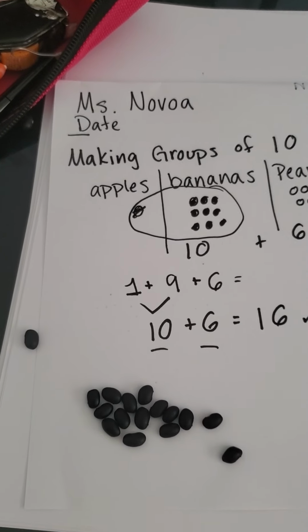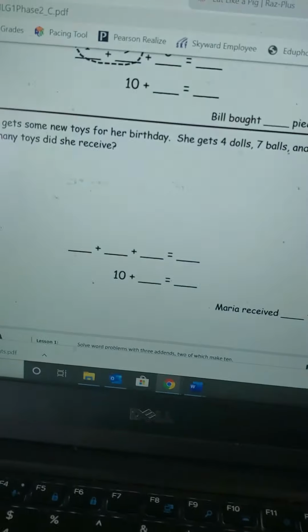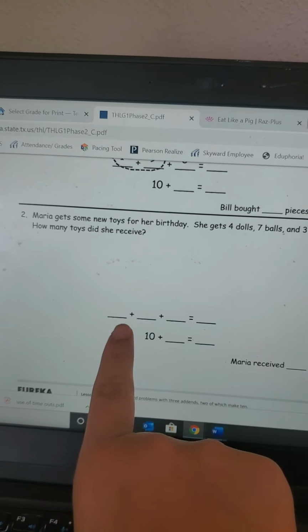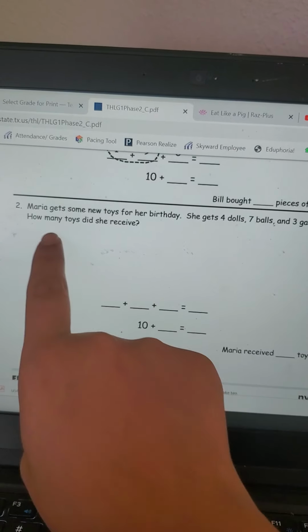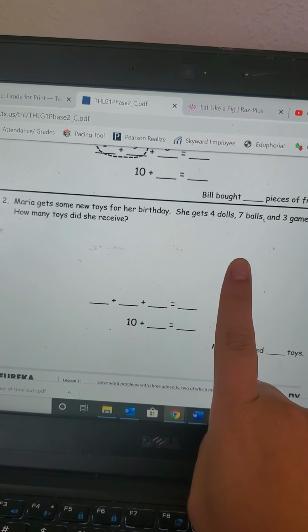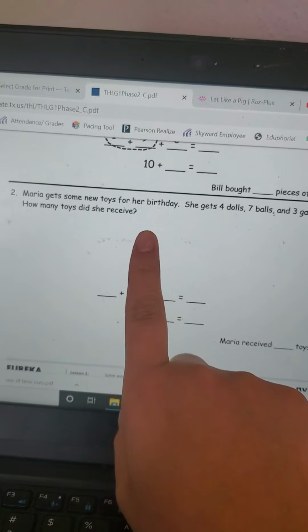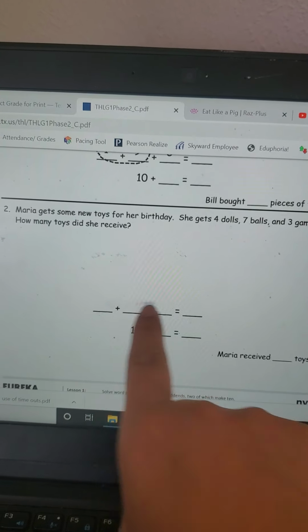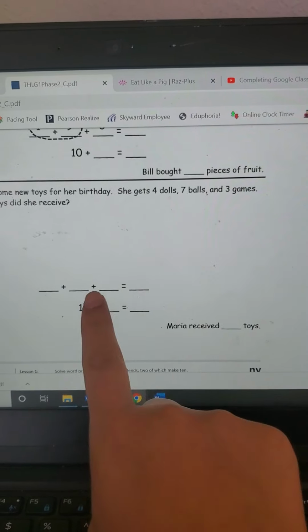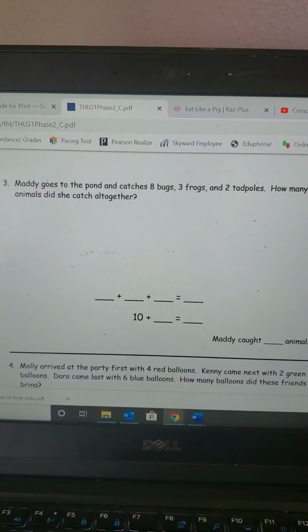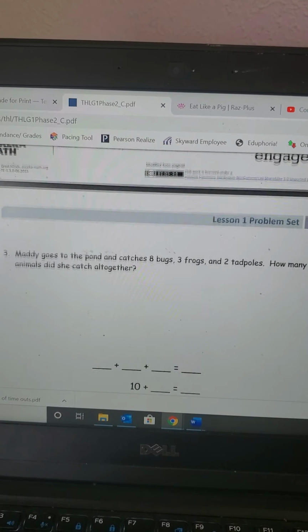You'll have 2 questions to do on your own. Here's one of them. Make sure you draw your picture, okay? Or just set your beans or your macaronis or whatever you're working with for your picture. Write your number sentences, okay? Your answers. And just take a picture and send it back to me.